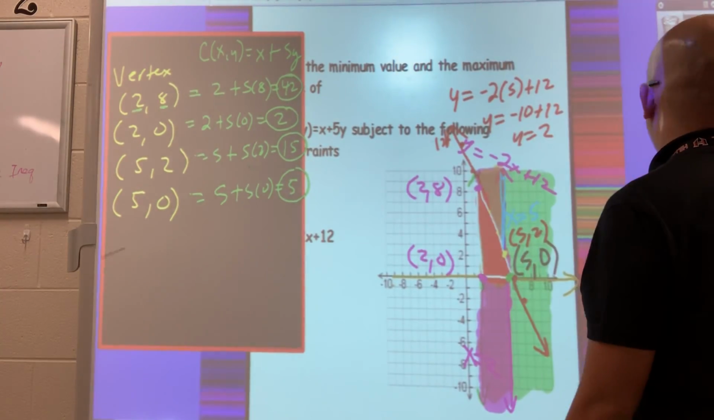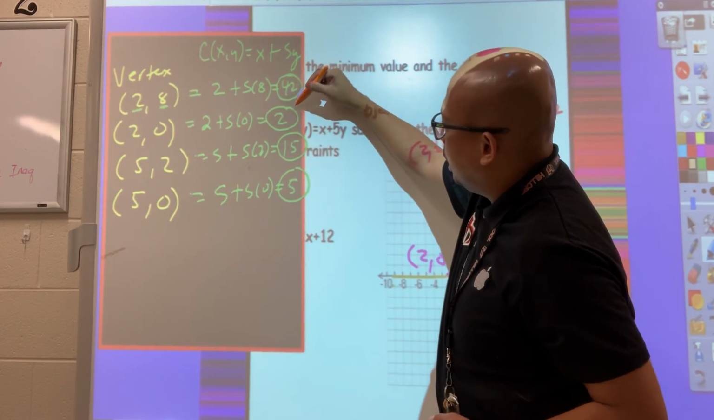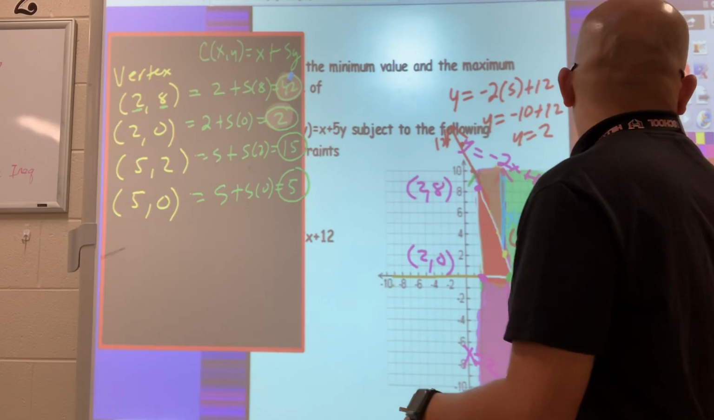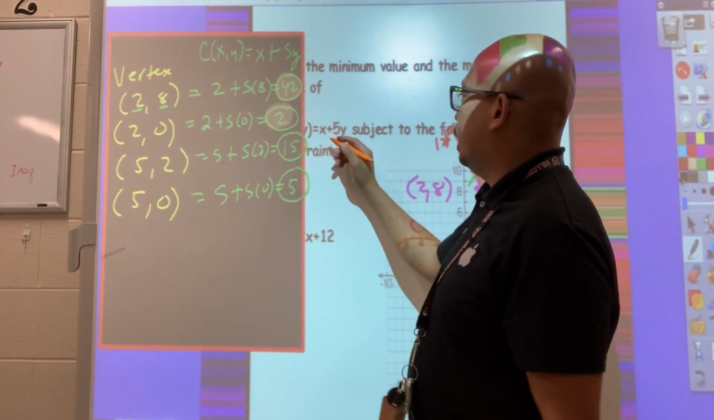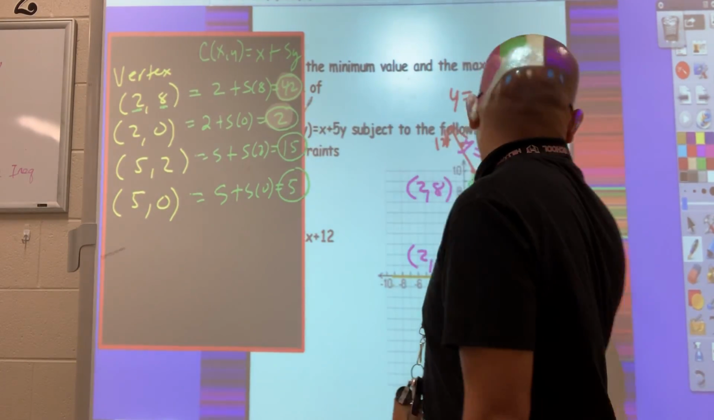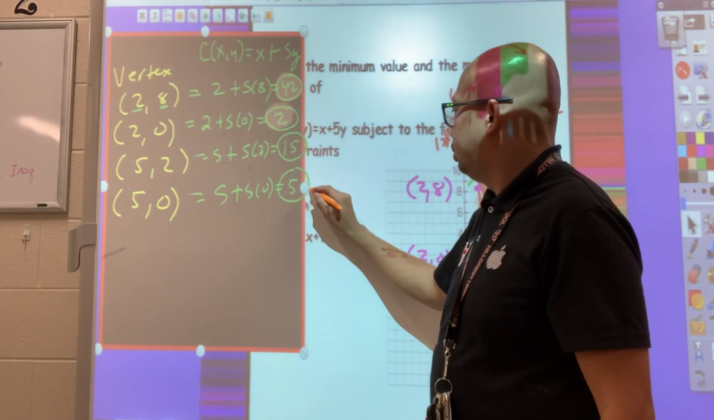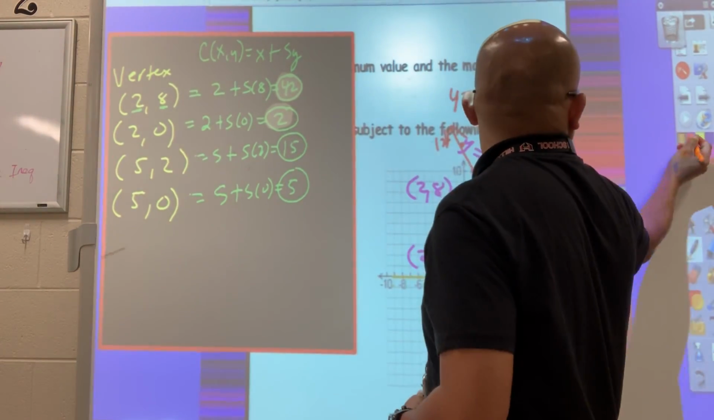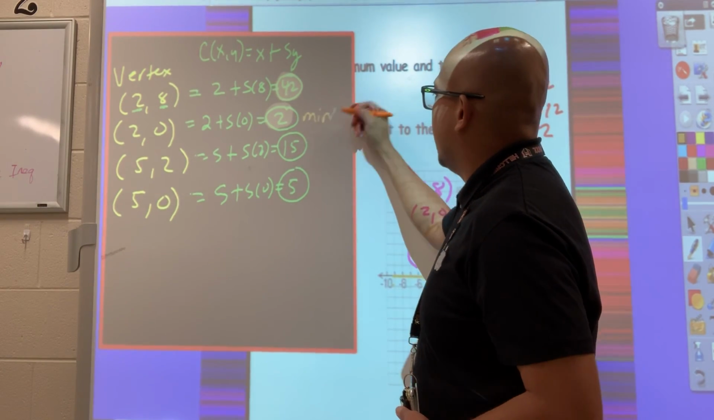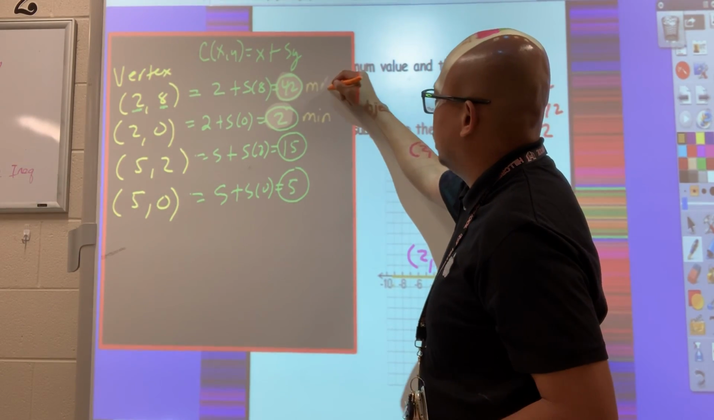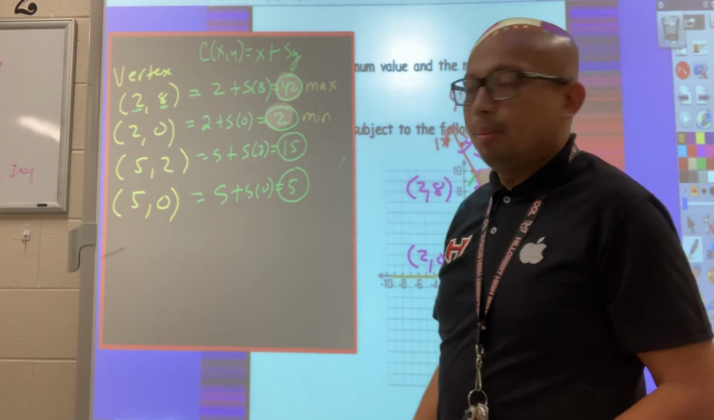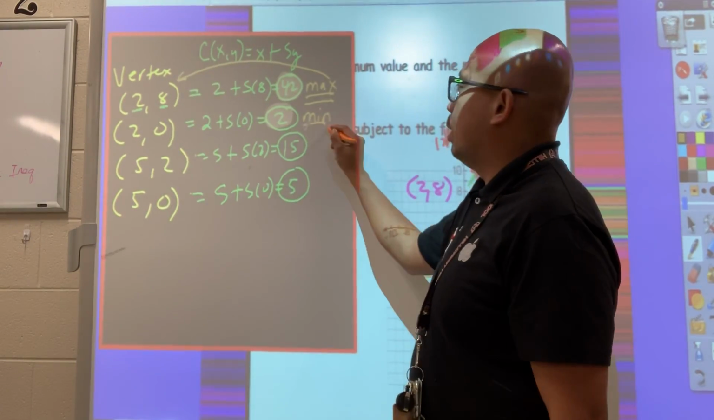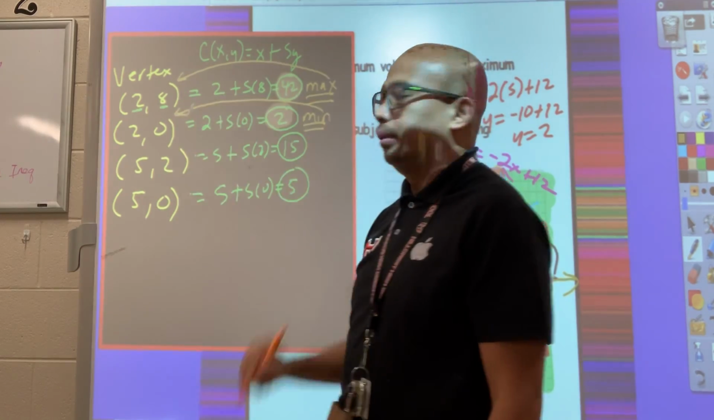With these values, we can see that 2 is the smallest one and 42 is the highest one. What's the meaning of that? This 2 here is our minimum, and this 42 is our maximum value. Maximum value at (2, 8), minimum value at (2, 0).